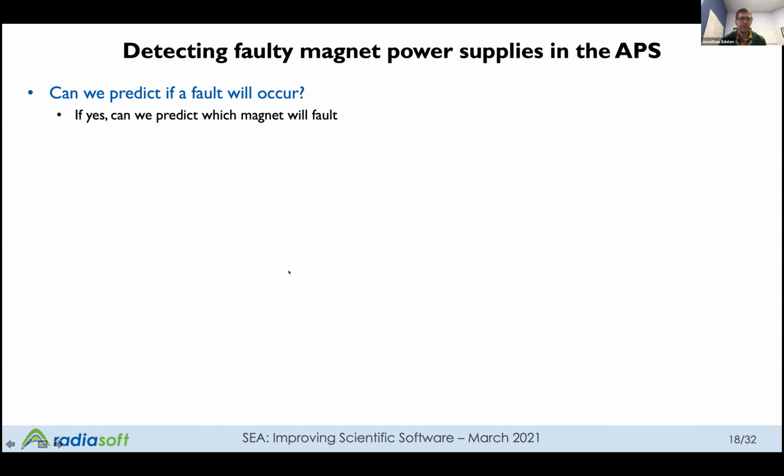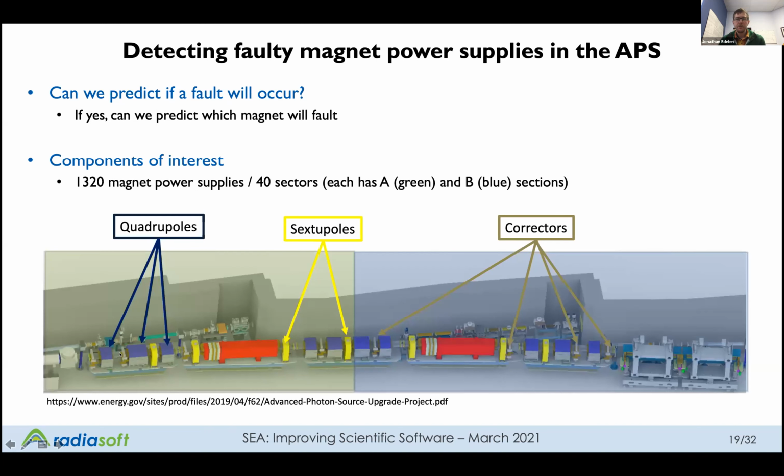There are quite a few magnets in the storage ring. The storage ring is broken down into sectors, and there are different types of magnets per sector, so we might want to consider a subset of this data set. We did that by aggregating over different types of magnets in different sectors, just to simplify the number of inputs. 1,300 inputs is not a huge amount of data for a machine learning problem, but fewer inputs is easier to train and simpler. So we wanted to pick a simpler starting point.